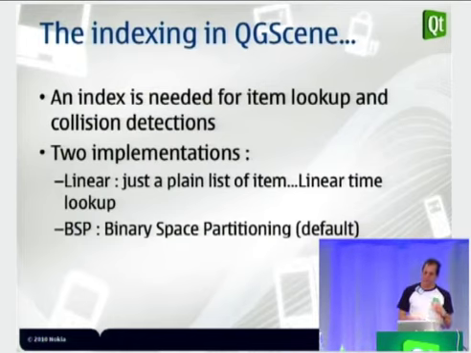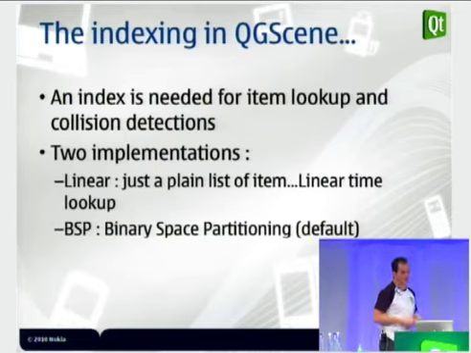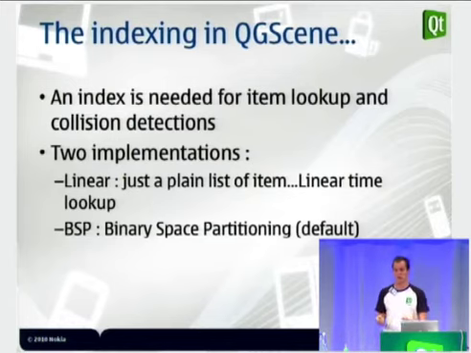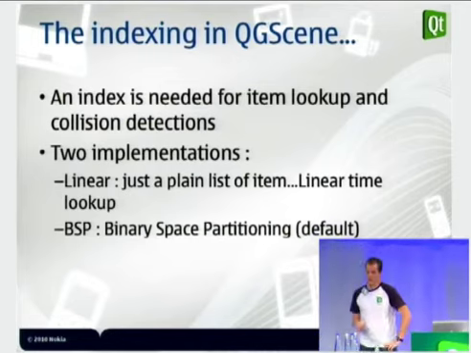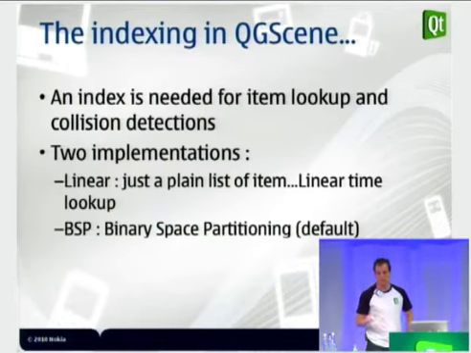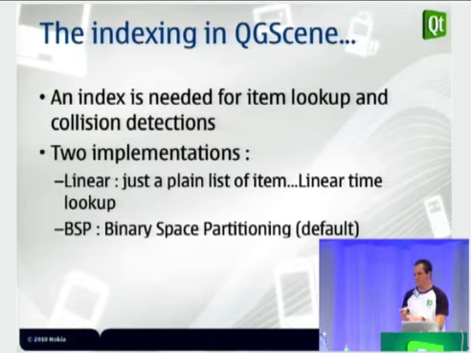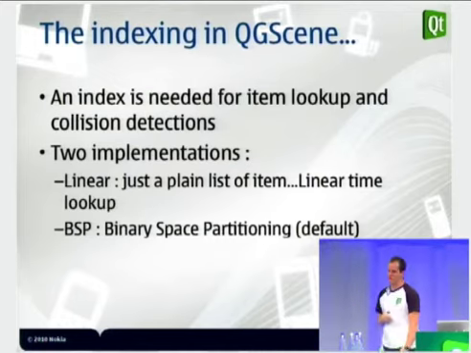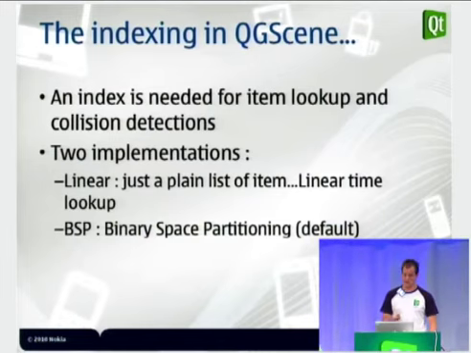And also for collision detection, let's say you want to know the items that collide with the one you're working on, then you need to know the ones around you, right? Same, you can't go through all of them to figure out if they are next to you and actually collide with you. So we have two implementations today. Linear, just a plain list of items, so linear time lookup. It's actually partially false, but let's put it like this. BSP, binary space partitioning. It's actually the default. I'll explain what BSP is on the next slide.